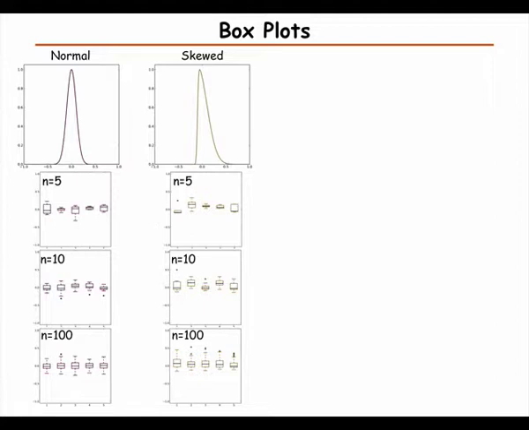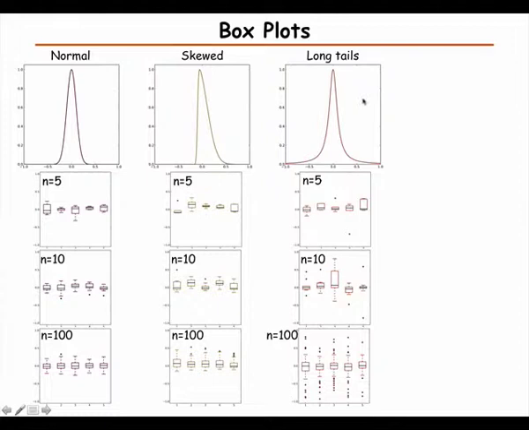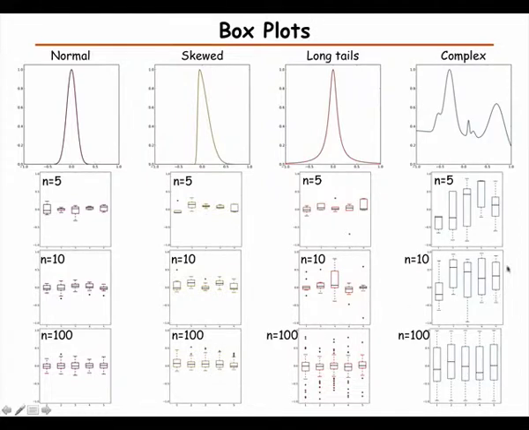So if we have a skew distribution, of course, we have much more outliers. And also, if we take a distribution with a long tail, then you see here we have lots of outliers. In skew distribution, we of course have the outliers in one direction. And then we have a very strange distribution here. We get, of course, very large boxes because it's a very large distribution.